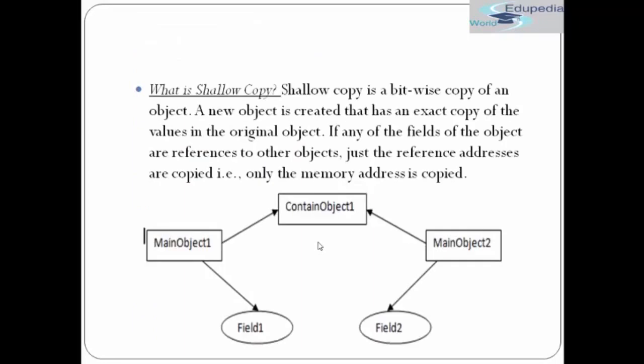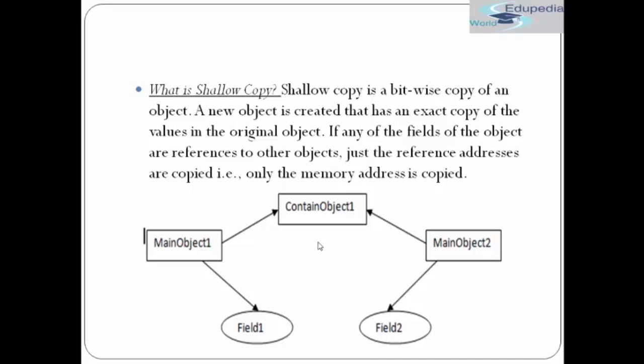Now let's see and read in detail how shallow copy works. Well, shallow copy is a bitwise copy of an object. A new object is created that has an exact copy of the values in the original object. If any fields of the object are references to other objects, just the reference addresses are copied, only the memory address is copied. Okay, so I hope you got it.